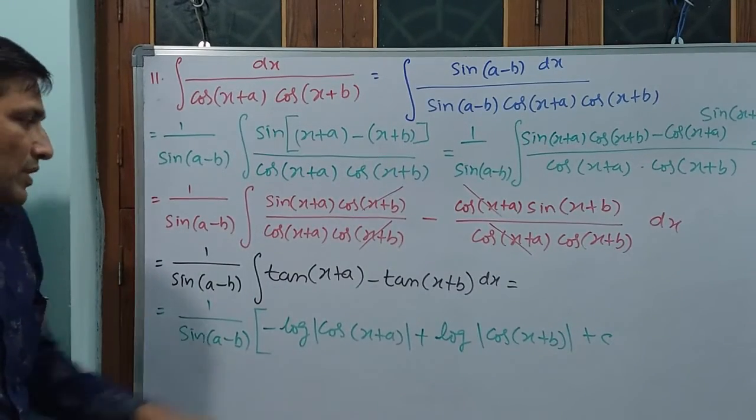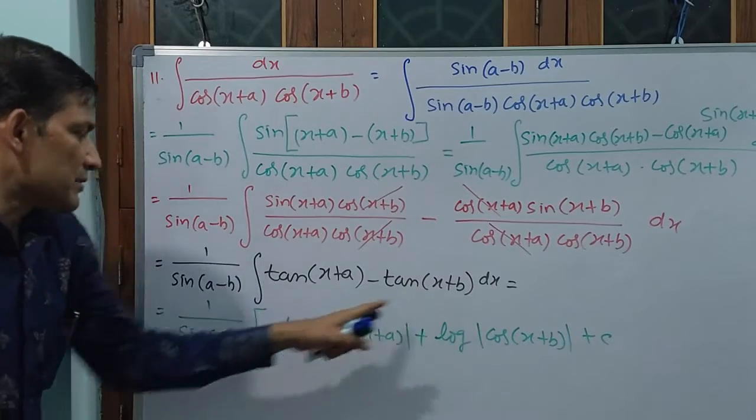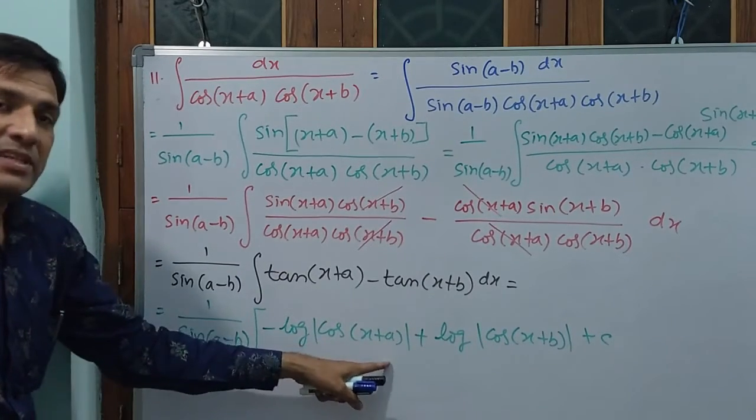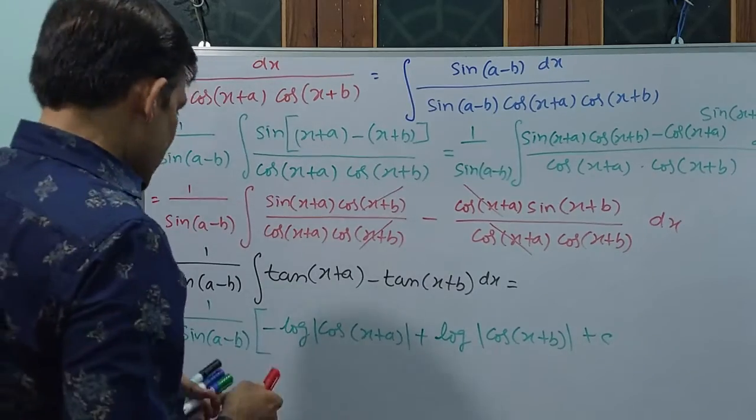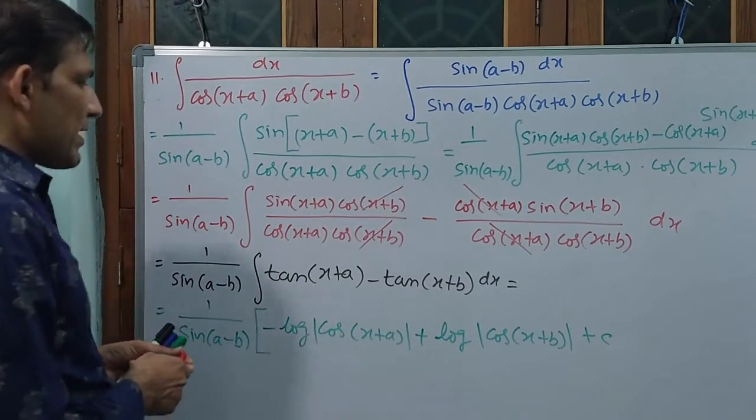Okay. You see here, log of cos(x+b) divided by cos(x+a), plus c also you can write. Why? Because minus log plus log. Okay, that also you can write. I think space is there for camera. I am writing this last step.